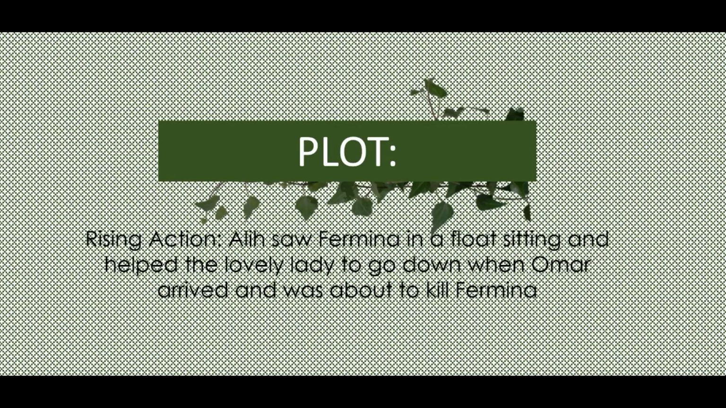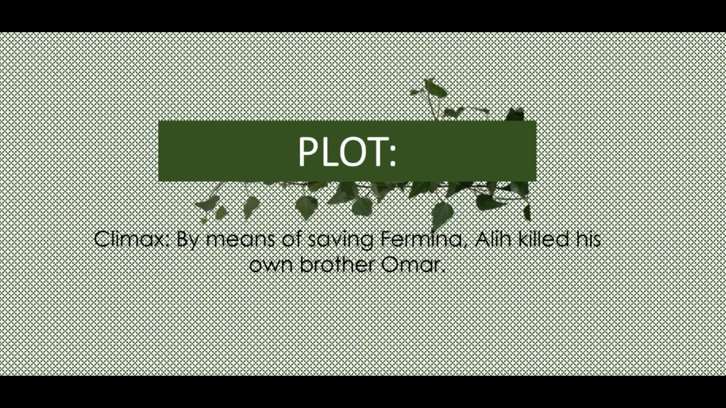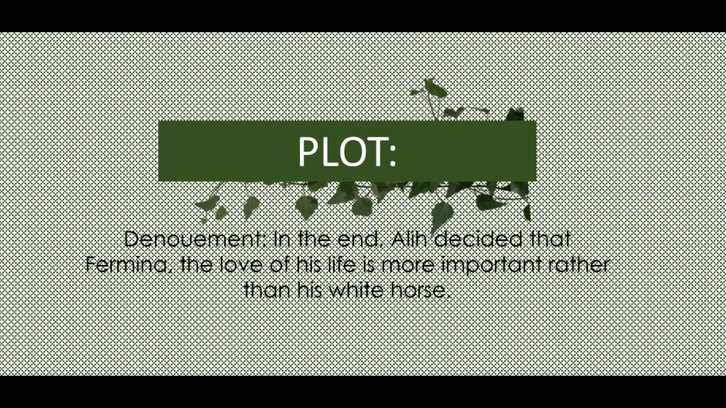Next is the rising action. Alih saw Fermina in a float sitting and helped the lovely lady to go down when Omar arrived and was about to kill Fermina. Climax. By means of saving Fermina, Alih killed his own brother, Omar. Next is falling action. Alih escaped. His fate remains ambiguous. And lastly, the denouement. In the end, Alih decided that Fermina, the love of his life, is more important than his white horse.